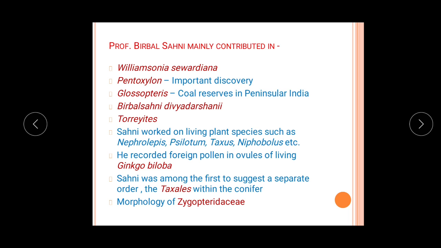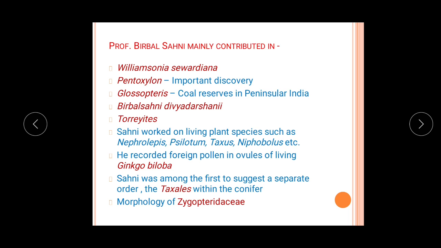Fossils of an ignition flower-like organ of an extinct plant, named after the eminent Indian paleobotanist Professor Birbal Sahni and Professor Divya Darshani from Bihar. So that is the fossil of an enigmatic flower, an extinct plant name given to honor Birbal Sahni and Professor Divya Darshan.